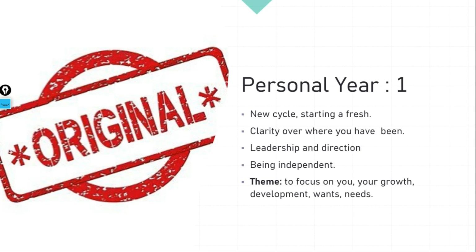It is very much about leadership, direction, and being independent. Number 1 is a very, very independent number. It's a soul number on its own. So it's all about a year of gaining your own self-confidence and being able to do things for yourself. You could say the overall theme would be a focus on you, your growth, your development, your wants, your needs. It's all about you, number 1. So that's if your personal number is number 1.